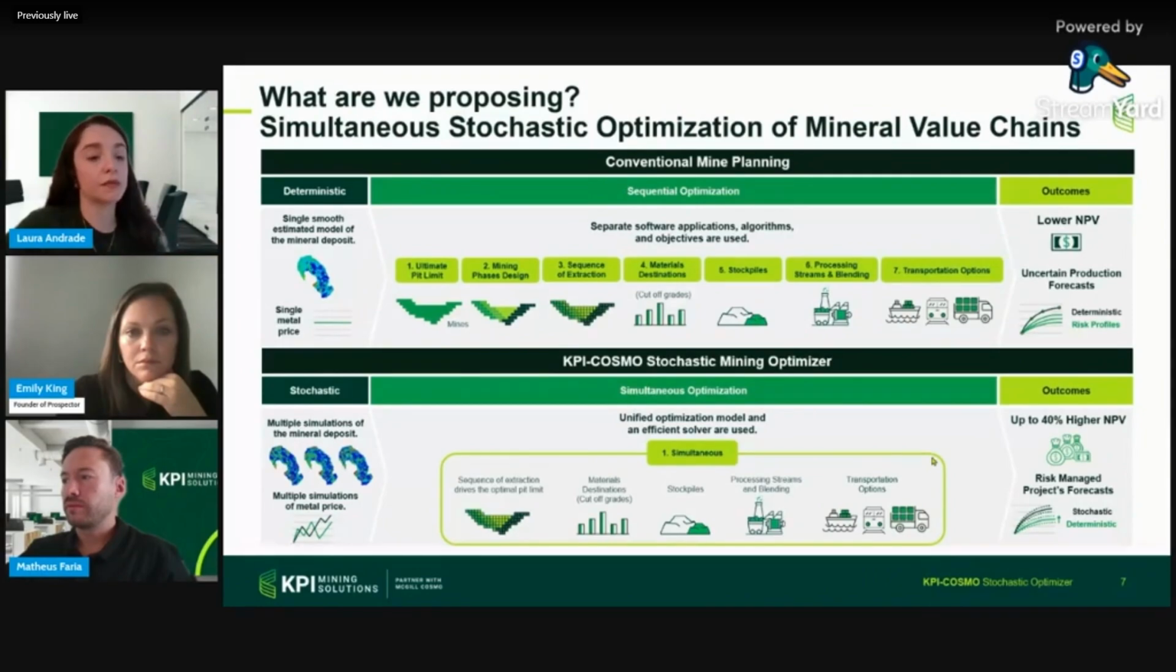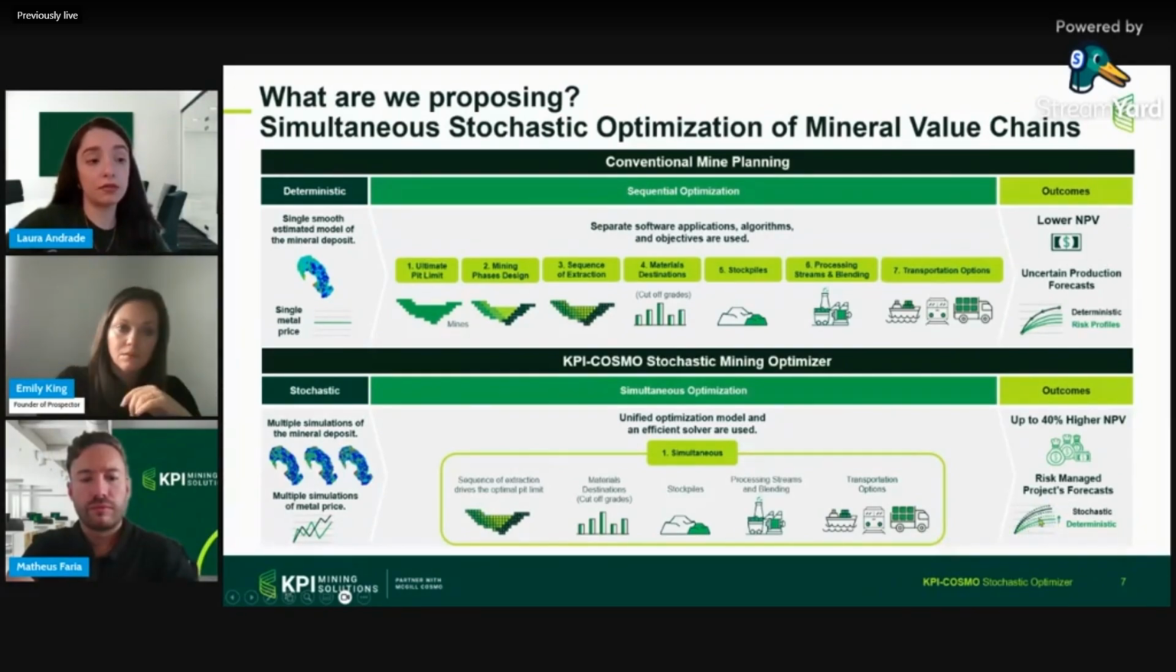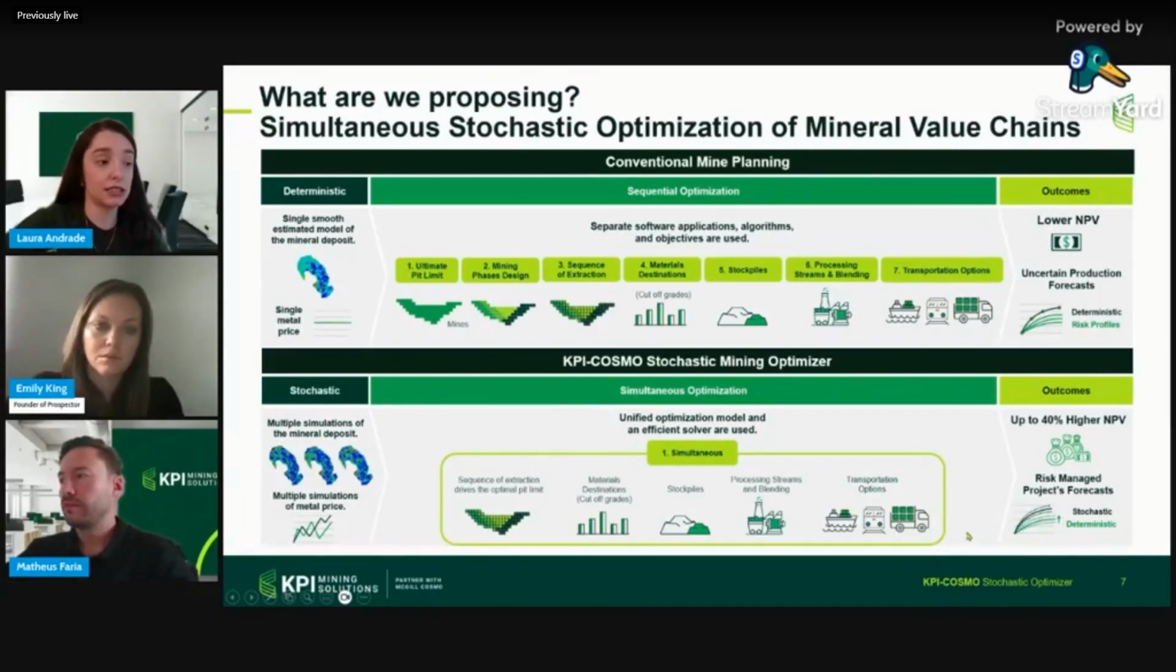This is what we've seen: we tend to have a higher NPV when we compare our stochastic forecast to the risk profiles that we see in the deterministic forecast, because we're able to capitalize on that uncertainty instead of just ignoring it, and also because we're doing this simultaneous optimization.